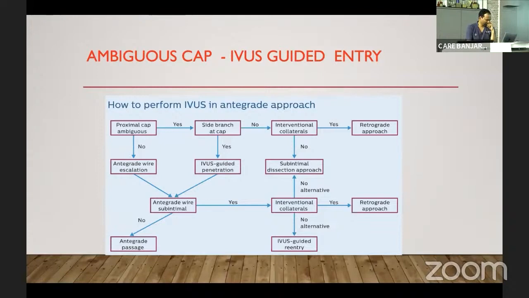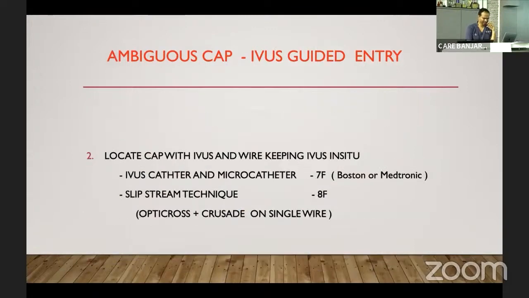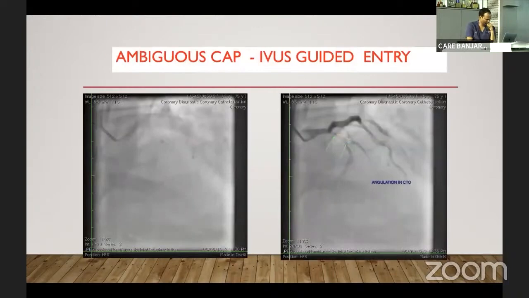Coming to IVUS guided entry, when you are using IVUS guided entry, the best way is to use a 7 French guide or 8 French guide. In 7 French, you can go with OptiCross IVUS and FineCross microcatheter. But if you want to use Corsair, you have to use 8 French. And if you want to use the Crusade, again, you need an 8 French. That is the slipstream technique.